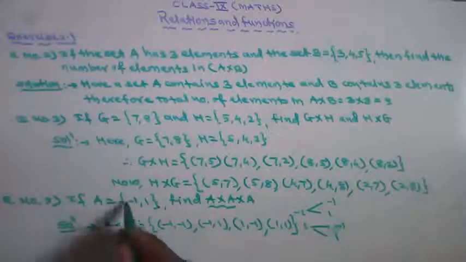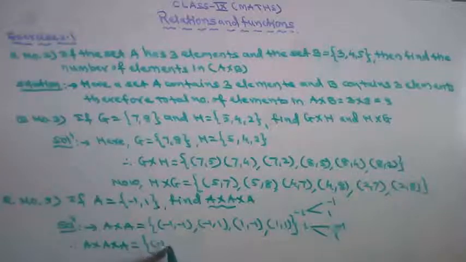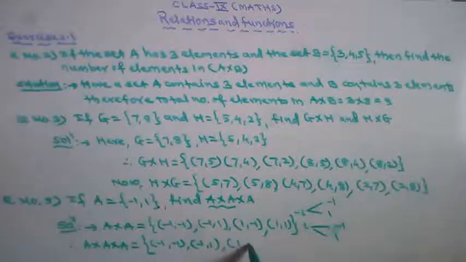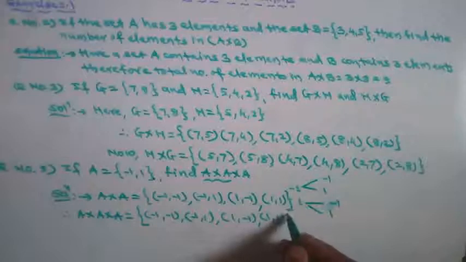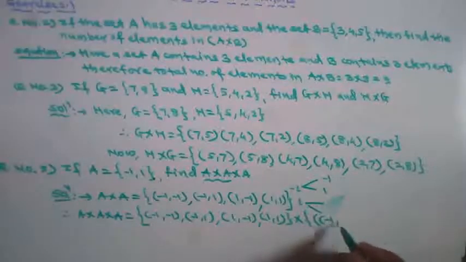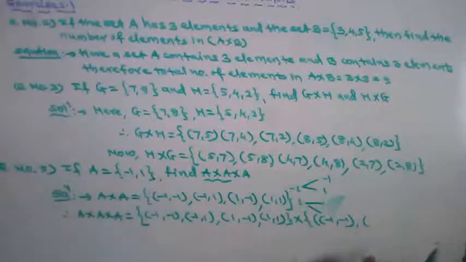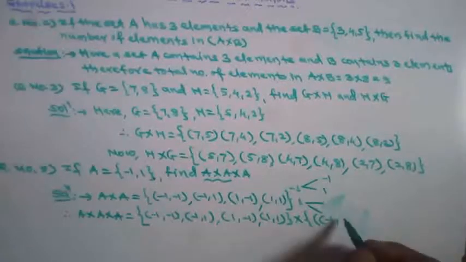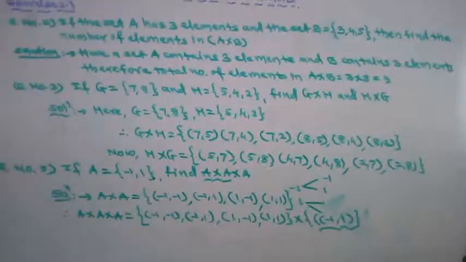Okay, and A is again this, therefore A cross A, this will be this complete set: -1 -1, -1 1, 1 -1, then 1 1, and cross again these two elements -1 and 1, which is again A, -1 and 1. Okay, see here.